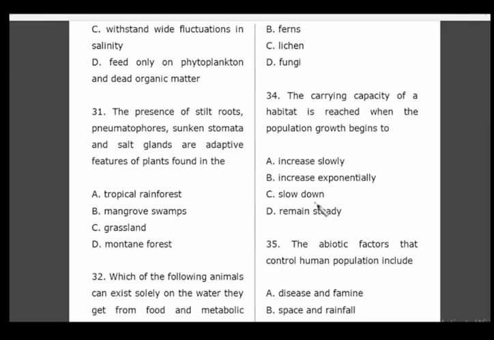It will gradually reduce from the number that it used to be. Let's assume it was increasing by 100%. By the time it gets to the carrying limit, it is going to have insignificant growth. So the growth will slow down, and that is the answer. Question 34 is option C.